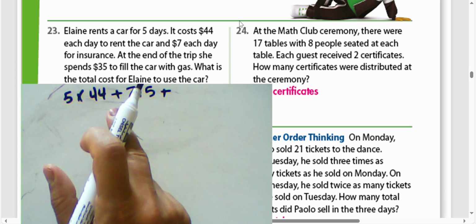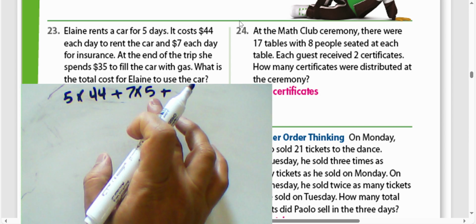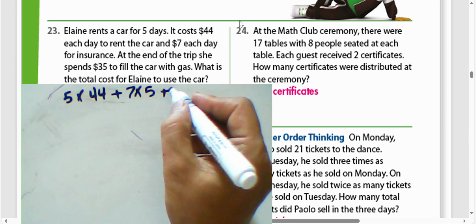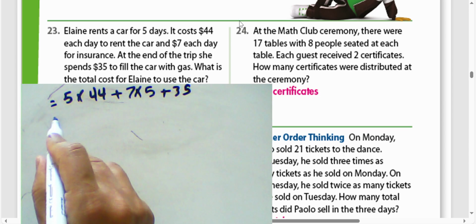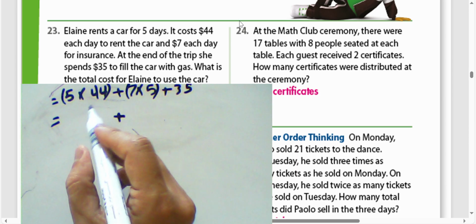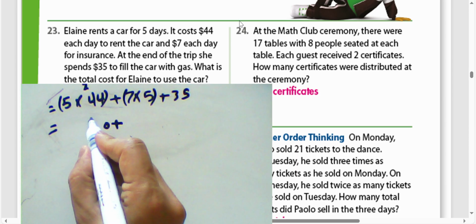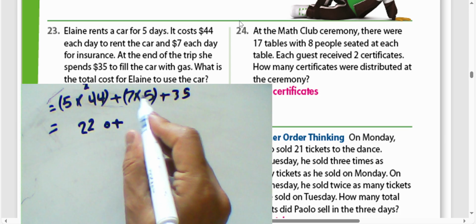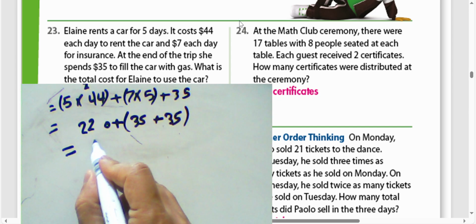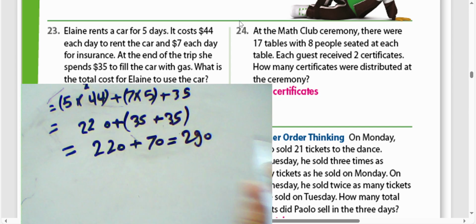$7 per each day for the rent. The rent was $7 for 5 days. And also at the end of the trip, she spent $35 on the car. You can find the product: 4 times 5, 20. Write 0 and carry 2. 4 times 5, 20, 20 plus 2 equals 22. 5 times 7, 35. And also 35. We can add together 220 plus 35 plus 35, 70. And the result will be 290.